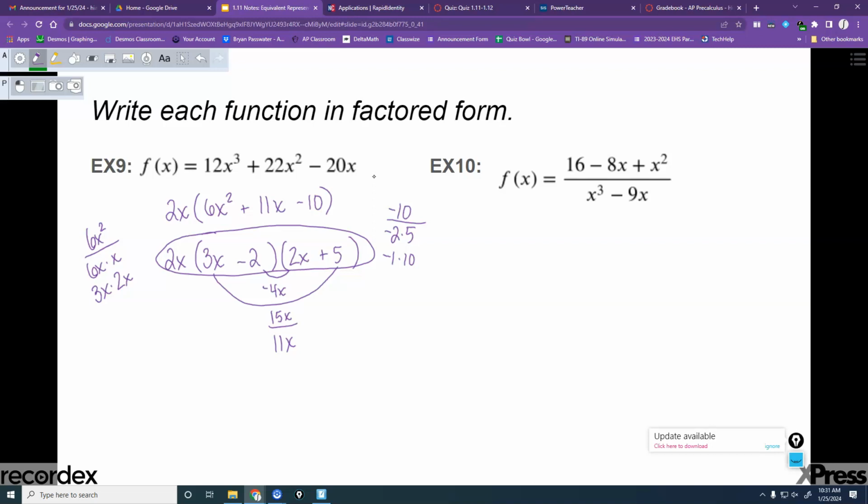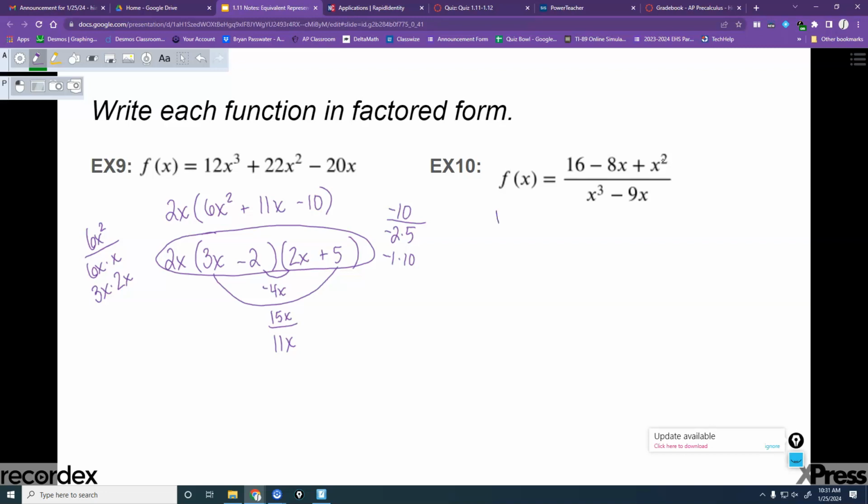Okay, let's look at number 10. This one is weird. I've got 16 minus 8x plus x squared. It's weird because I got the number first, right? You can either leave it like it is, or in this case, you could rewrite it with the x squared first. Either one. Let's leave it like it is just to see what it looks like.